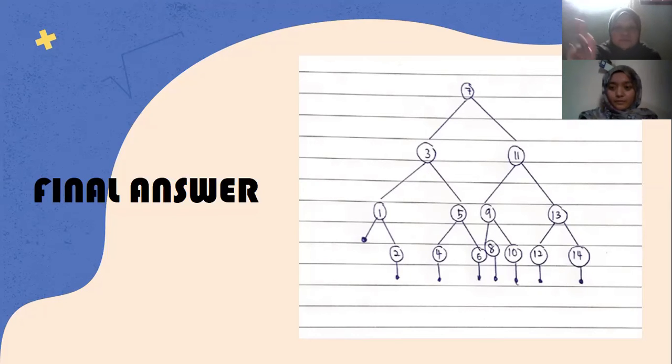So from the roots that we got, number 1 has number 2, right? So we will put it under number 1.